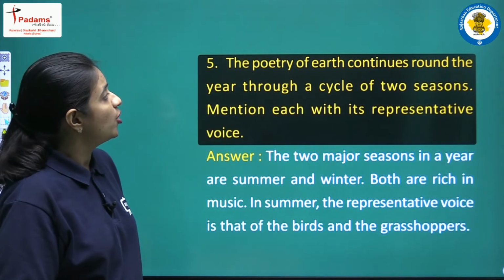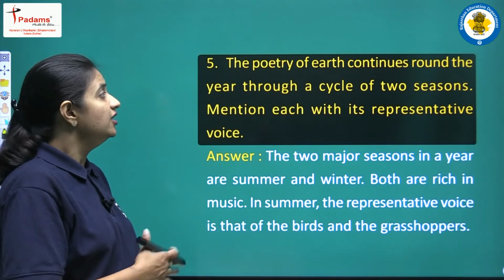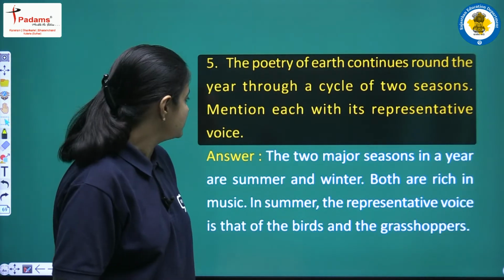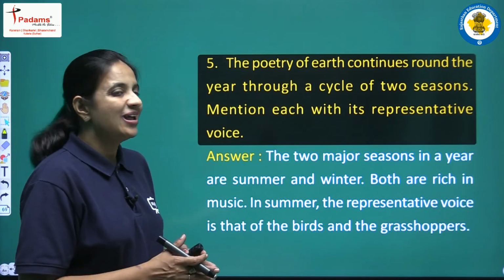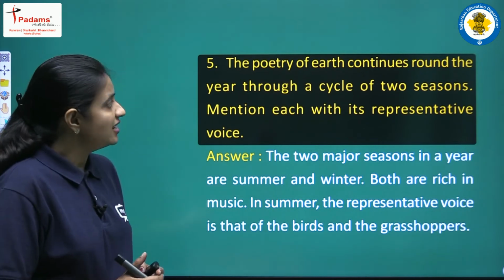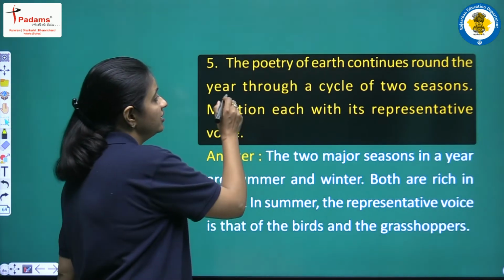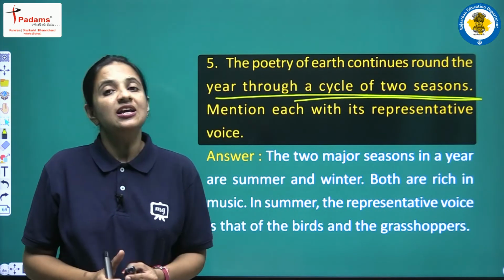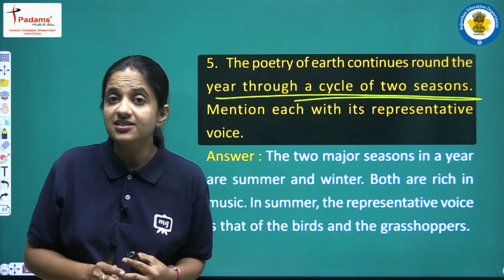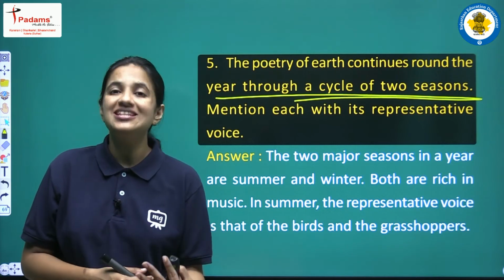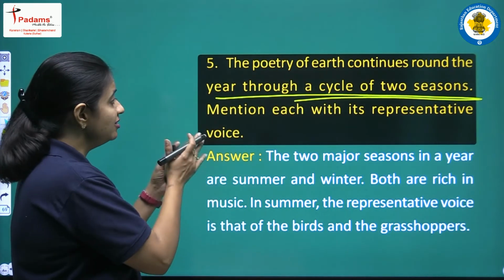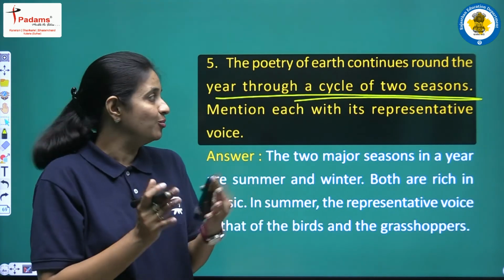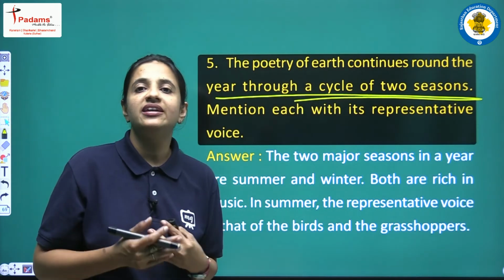Next question, the poetry of earth continues round the year through a cycle of 2 seasons. Mention each with its representative voice. So now again we have one statement. The statement is that the poetry of earth continues round the year through a cycle of 2 seasons. You know we have many seasons, but basically we have 2 major seasons, and with the cycle of these 2 seasons we have 1 year. So now the question is to mention each. We have to mention both seasons with their representative voice.